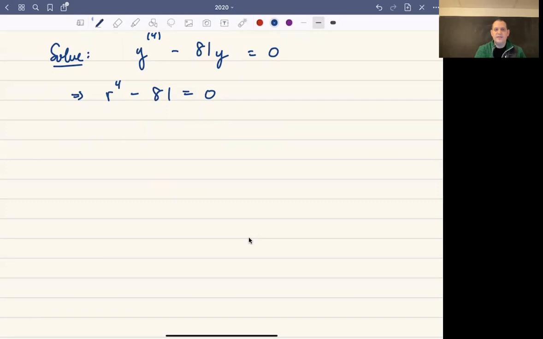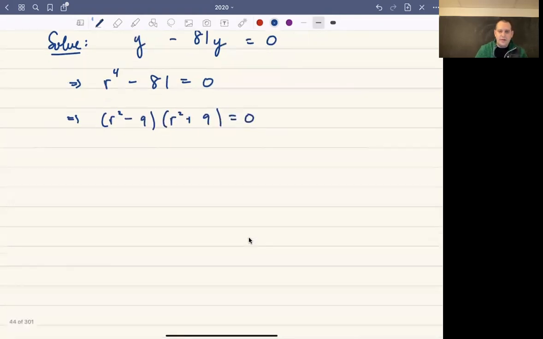So the mathematical way to say this is that the sum of the multiplicities of the solutions will be n. So you'll always have n solutions up to multiplicity. So in our case, if we have r to the 4 minus 81, we're expecting 4 solutions. So what we can do is we can factor this, because this is a difference of 2 squares. This factors as r squared minus 9 times r squared plus 9 equals 0.